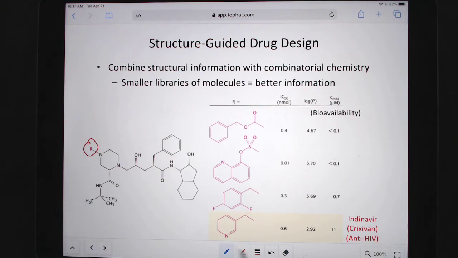So if you put this on there, it's Crixivan, which is an anti-HIV drug. If you've ever noticed the ends of the generic names, Vir means it's targeting a virus. If it's a nib, it's targeting a kinase. If it's a prost, it means it's a prostaglandin. If it's a mab, it means it's a monoclonal antibody. A statin means it's going after cholesterol. So these generic names can actually give you some information. So Vir means it's going after a virus.